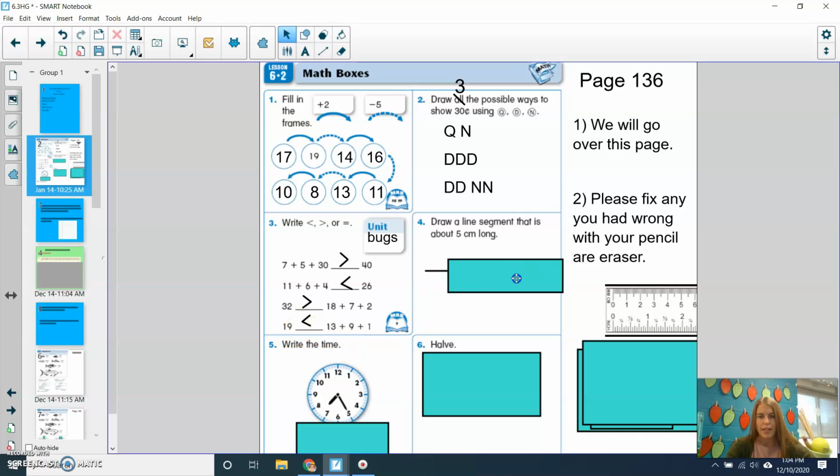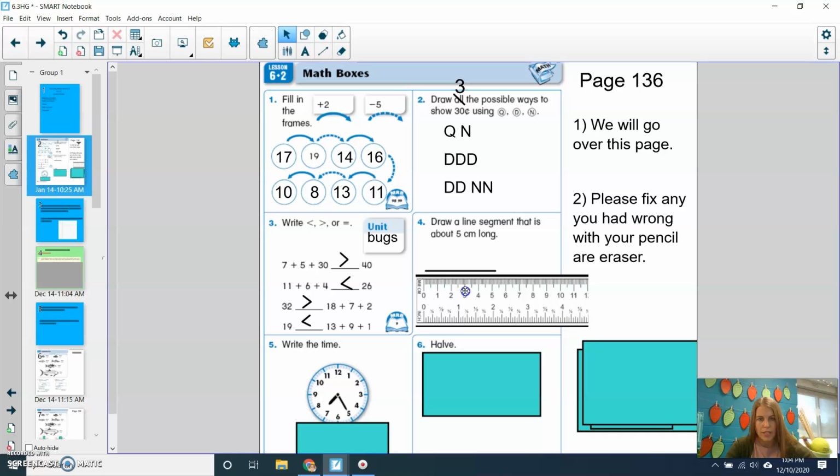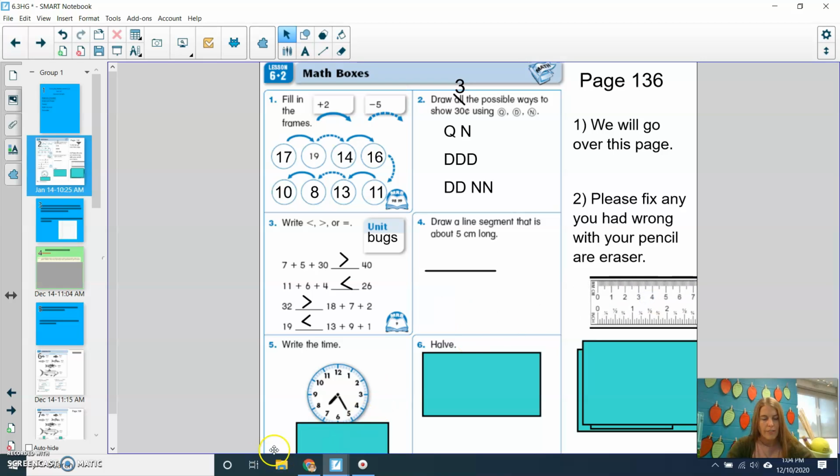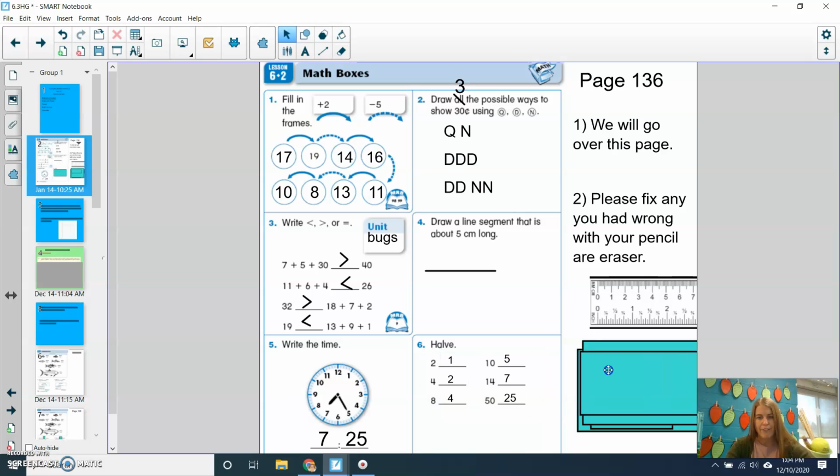For question 4, draw a line segment that is 5 centimeters long. So if you can double check with your ruler or your template, put your 0 on one end and then double check that yours matches the 5 centimeters. For question 5, what time is it? And I can see that it is 7:25. And then for question 6, I'm finding the half for each of these numbers. So I know half of 2 is 1, half of 4 is 2, half of 8 is 4, half of 10 is 5, half of 14 is 7, and half of 50 is 25. So if you can double check that you have this page correct before moving on to the next slide.